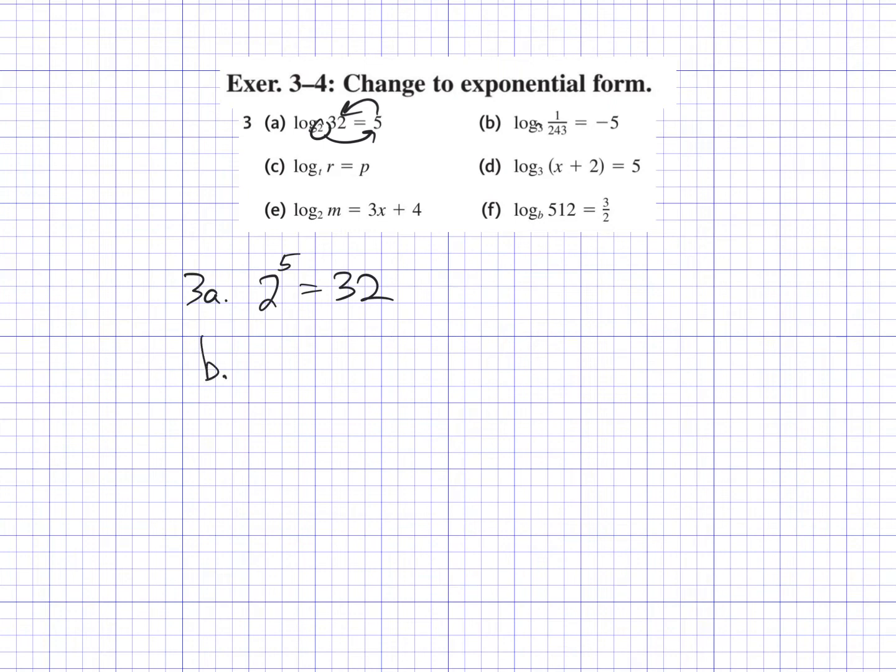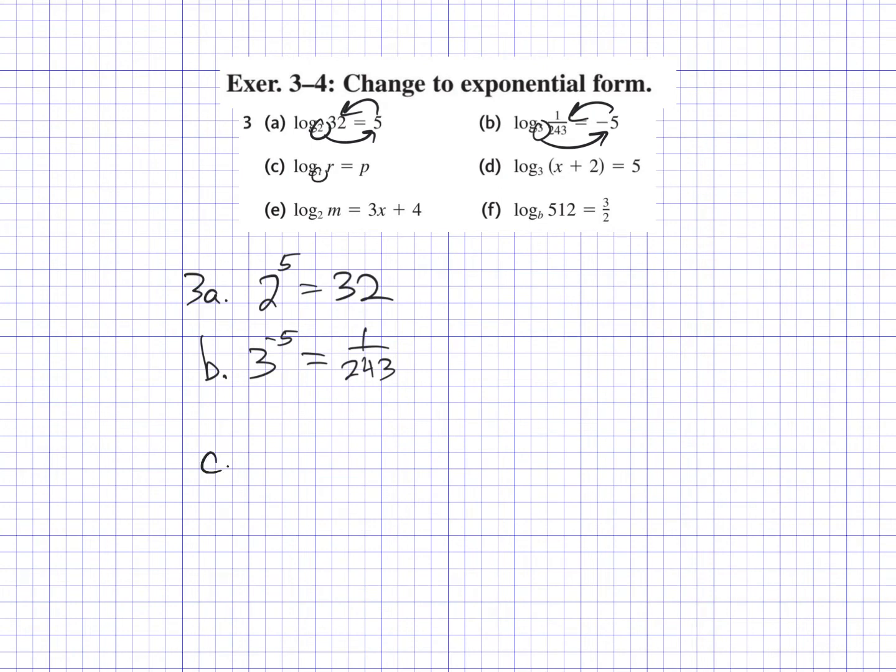All right, b, our base, 3, raised to the exponent. Remember, your exponent's always your answer. And that's equal to 1 over 243. So that negative exponent there puts this in the denominator. So 1 over 3 to the 5th is going to give you 1 over 243.